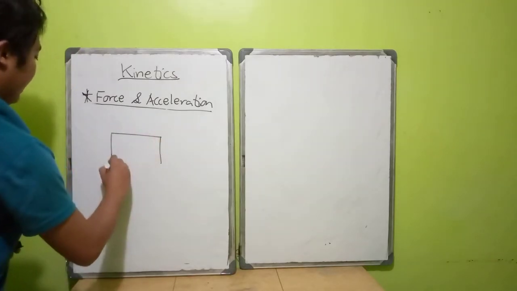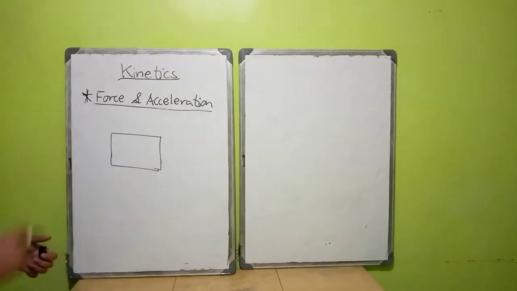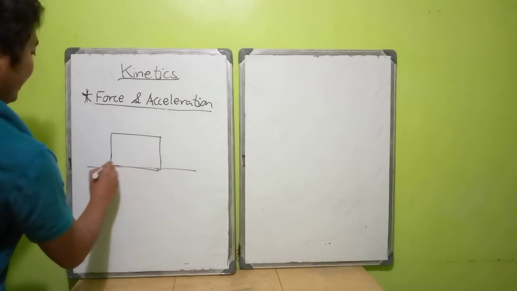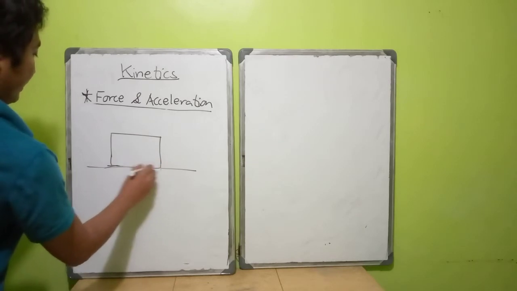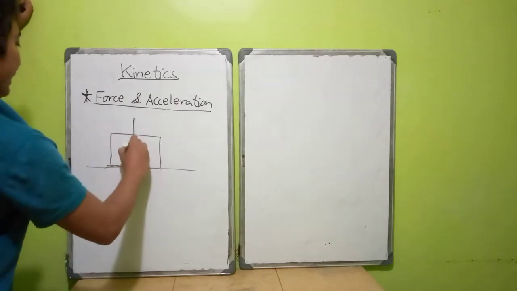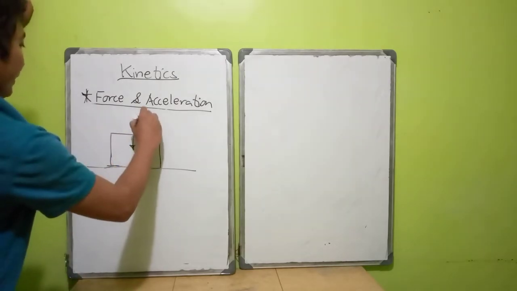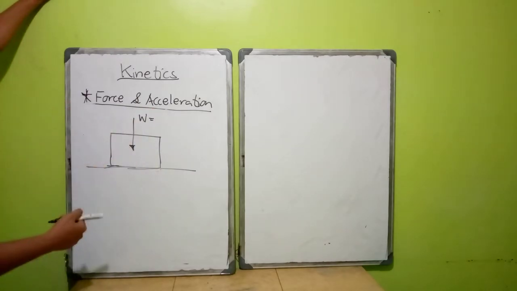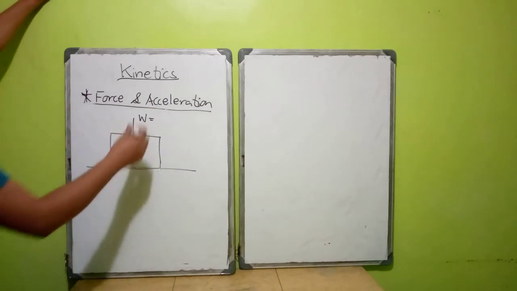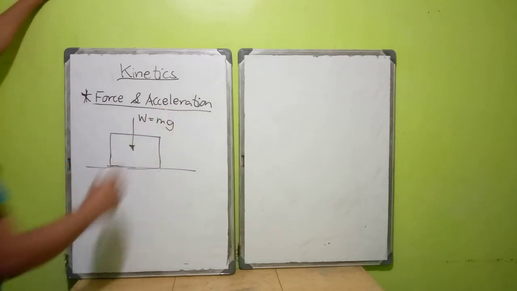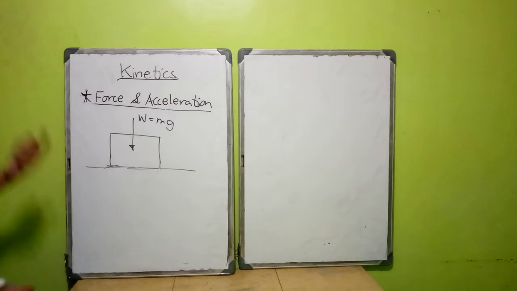Okay, so we all know the types of forces. If you can remember, in part 1, normally an object will experience its own weight. It has a force, which is its own weight. All of us have weight, so it is equal to mass times the acceleration due to gravity.